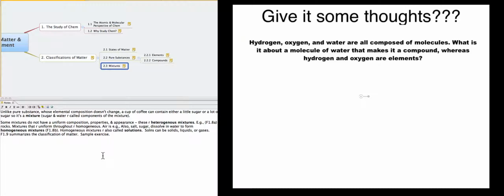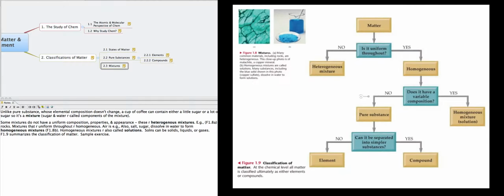Unlike a pure substance, whose elemental composition doesn't change, a cup of coffee can have either a little sugar or lots of sugar. So coffee is a mixture. And the sugar and water are called components of that mixture. Some mixtures do not have a uniform composition, properties and appearance. These are heterogeneous mixtures. For example, rocks.